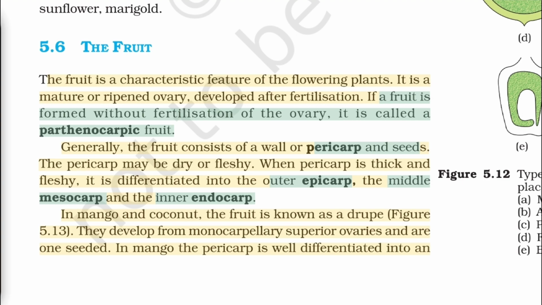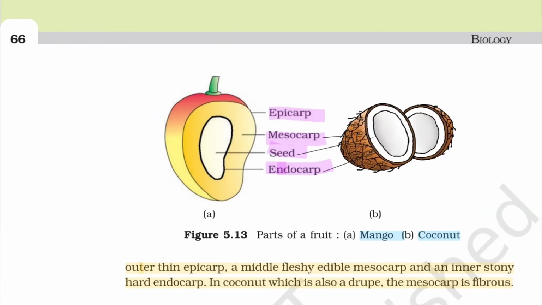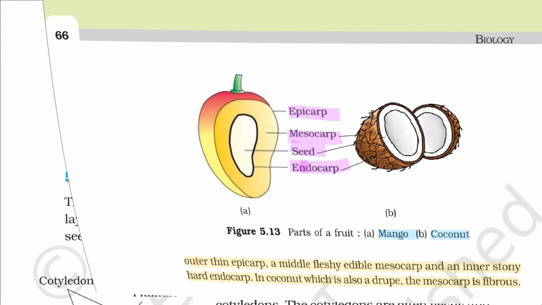In mango and coconut, the fruit is known as a drupe, figure 5.13. They develop from monocarpellary superior ovaries and are one-seeded. In mango, the pericarp is well differentiated into an outer thin epicarp, a middle fleshy edible mesocarp and an inner stony, hard endocarp. In coconut, which is also a drupe, the mesocarp is fibrous.